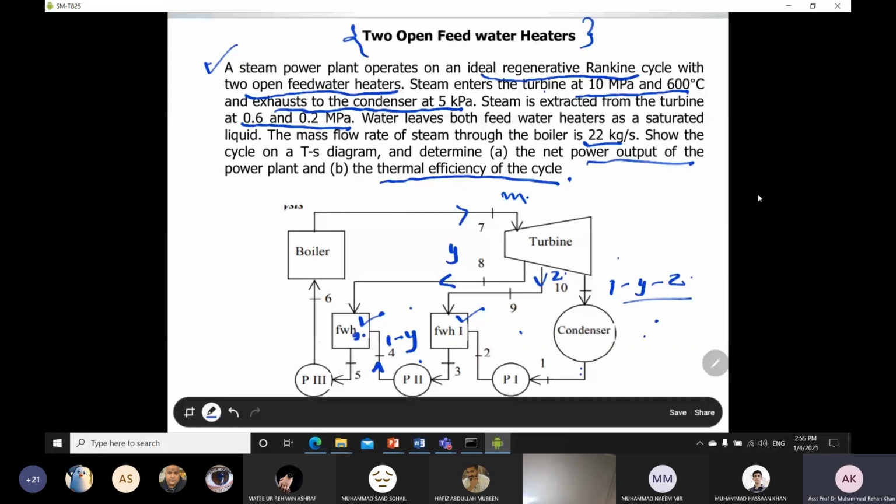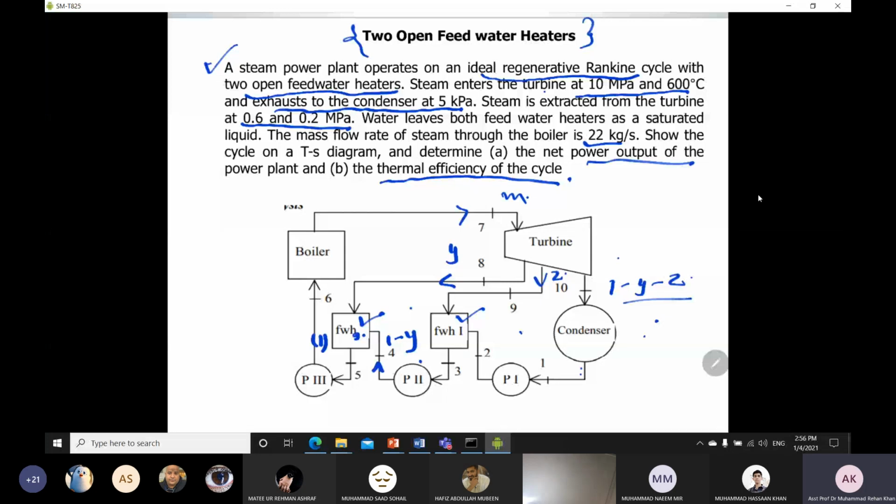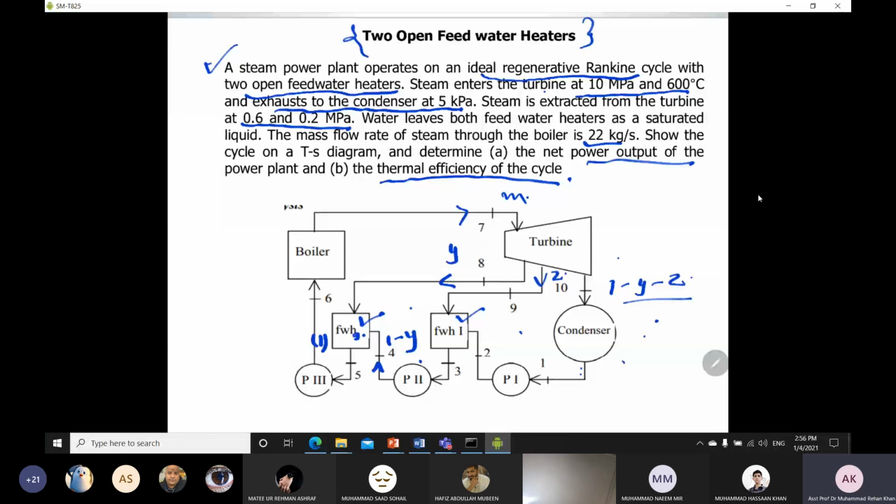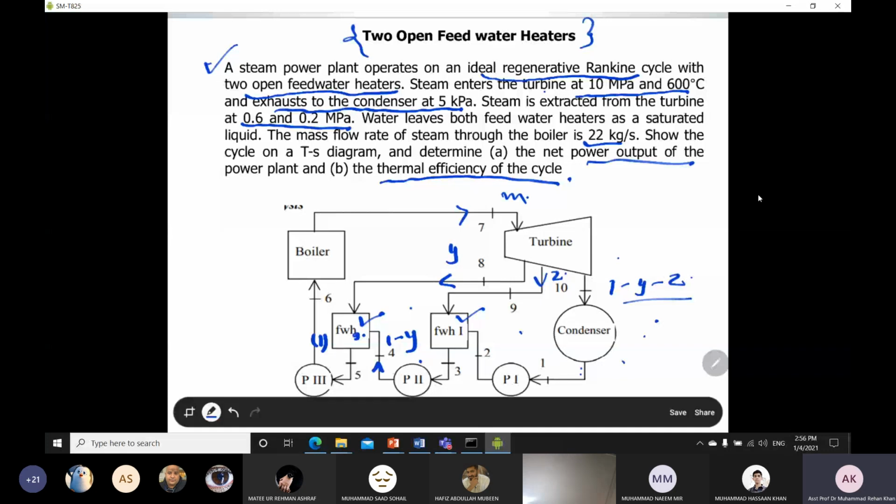So the mass flow becomes 1 again. This is how you can find the fraction also. We will see how to find the fraction in the problem also. Okay, so now we can start the problem.